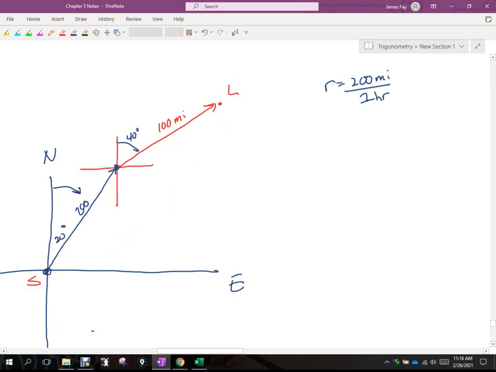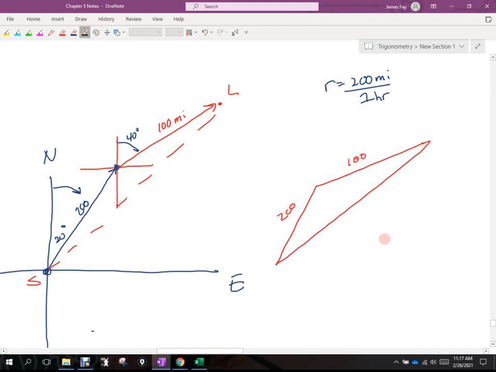The question asks, how far is he from the original position? Well, that distance would be that right there, wouldn't it? Is that a triangle? Now my triangle, I'm going to redraw it here to make it a little bit better. This is 200. This is 100.